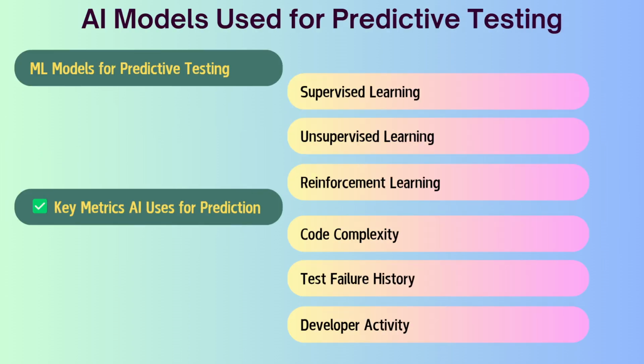AI models used for predictive testing. But how does AI actually predict which test cases are likely to fail? It all comes down to different machine learning models. So basically, machine learning models for predictive testing. One is supervised learning. AI learns from labeled past test data, that is, pass/fail history.